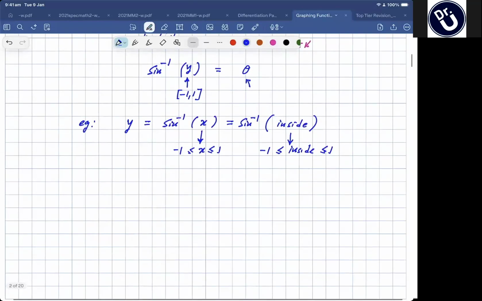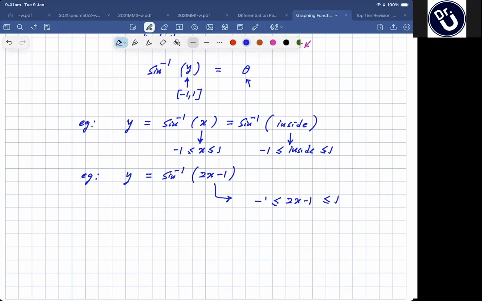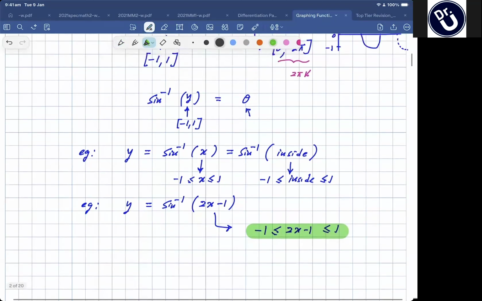So if you have a question like y is equal to sine inverse 2x minus 1 or something like that, right? So that is the inside part. Inside part is 2x minus 1. So you can straight away write that it is between minus 1 and 1. So this is what we need really.